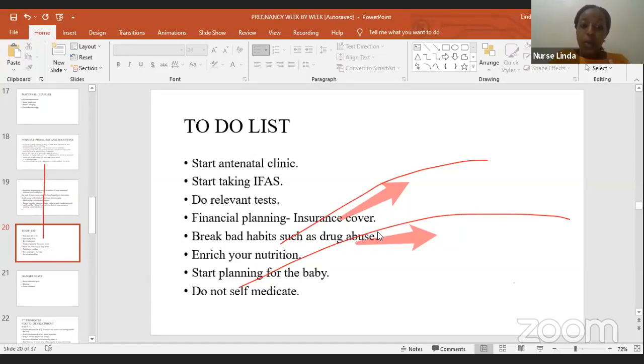At no point should the woman go to a chemist and buy drugs. Drugs need to be prescribed for them, and they should be drugs that are safe for pregnancy. Not all drugs can be taken by a pregnant woman, and that is why they need to see a health provider to get prescriptions.